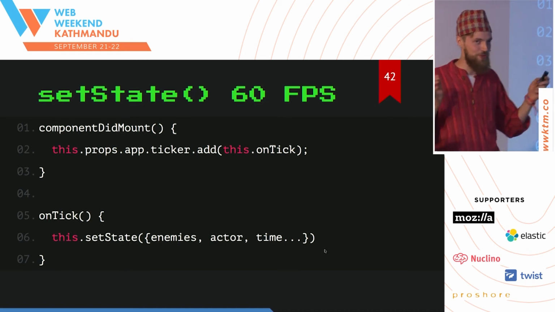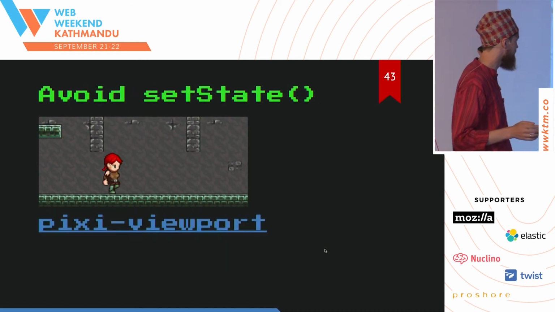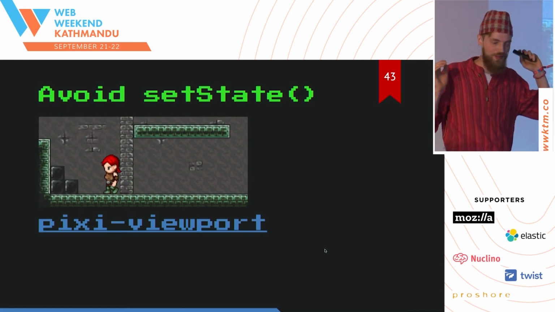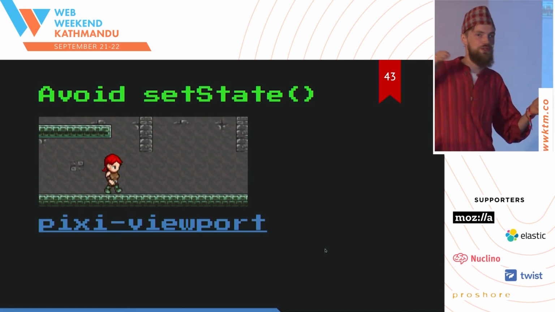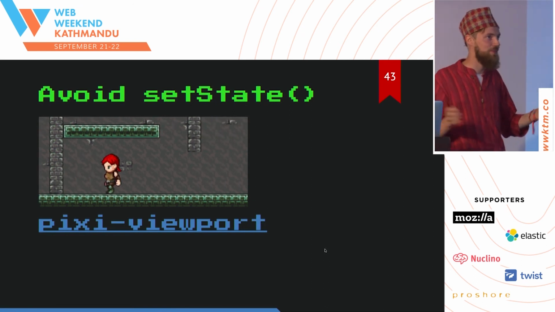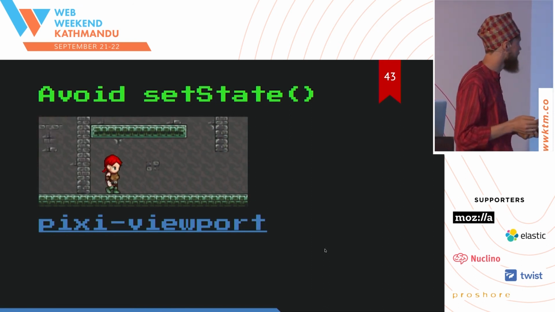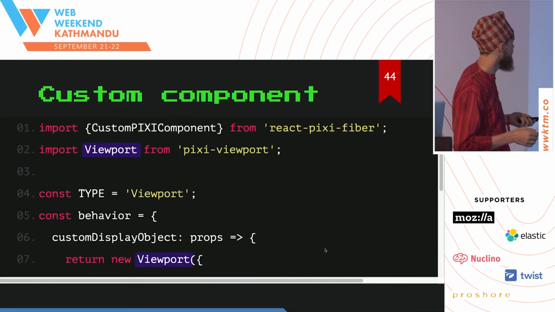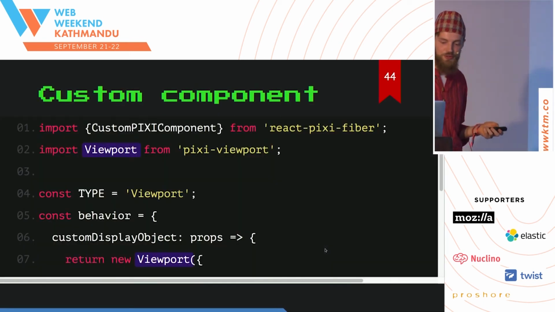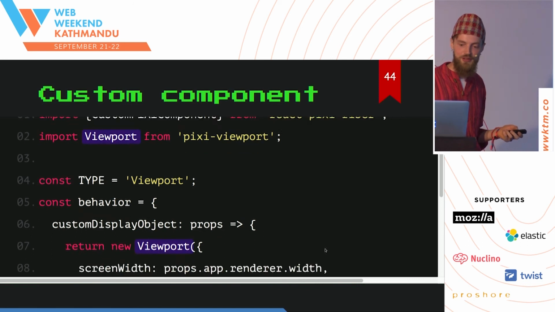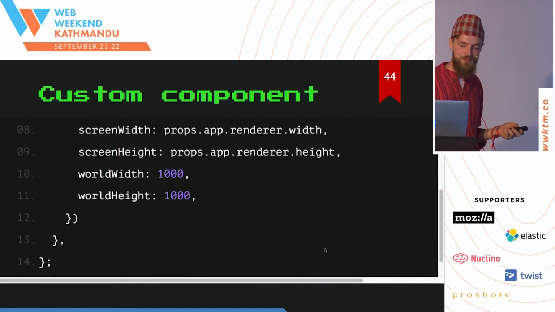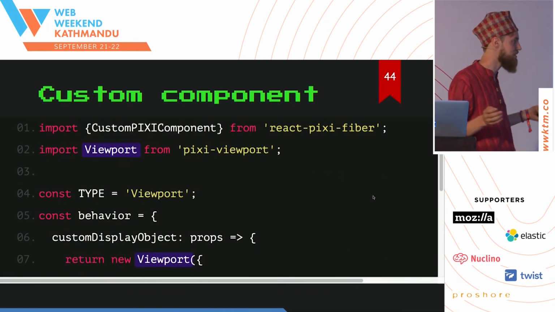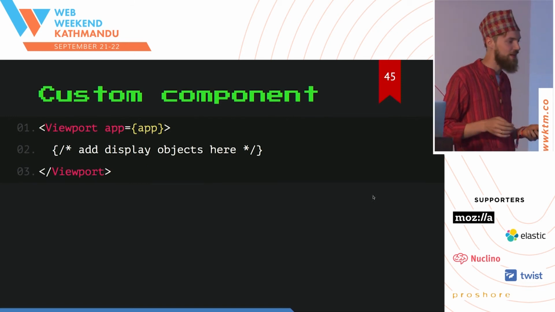It's absolutely the wrong way, because React was not invented to pass set state every frame. A good solution is to use viewports. Viewports are something like iframes. You need to grab it in a custom component. React Pixi Fiber has this approach.